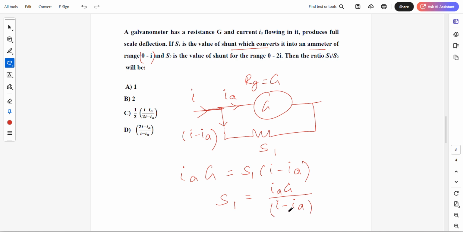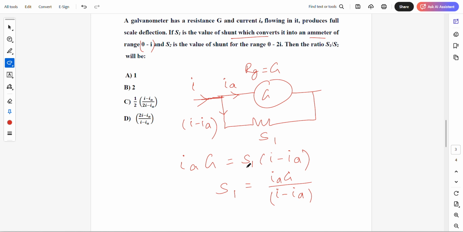Where I is the value of the current that we are going to measure. If S1 is the value of shunt which converts it into an ammeter of range 0 to I, that is the value of the current that has to be calculated.